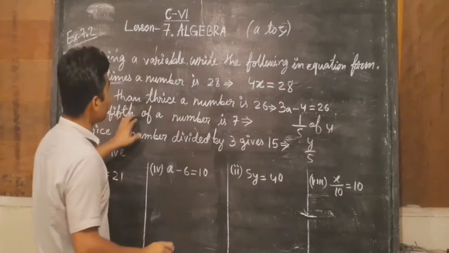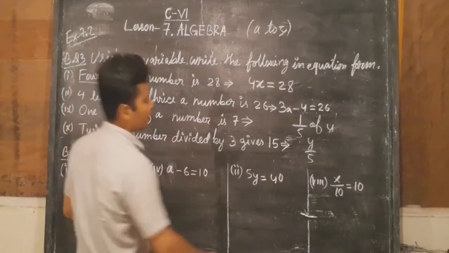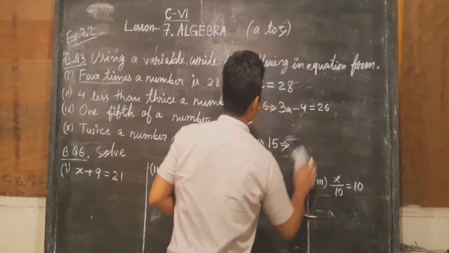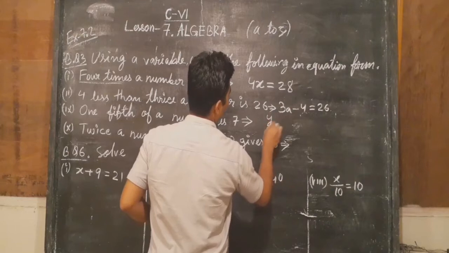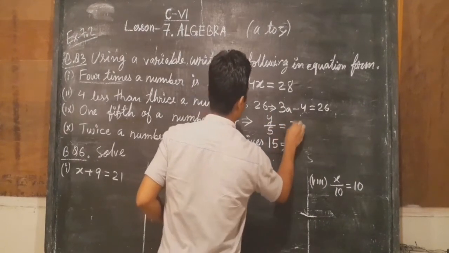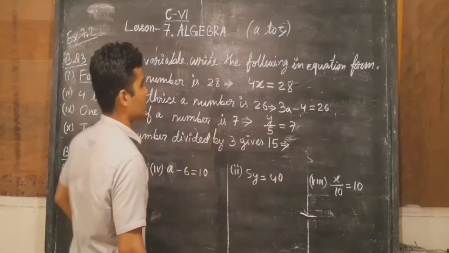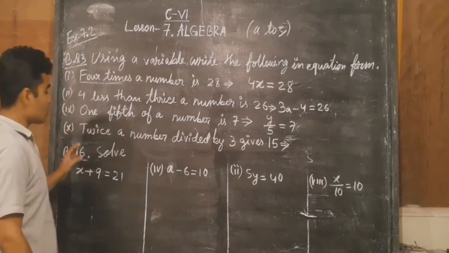What I have to do? 1/5 of a number is 7. So we have 1/5 of the number, y by 5, is equal to 7. So this is our answer. Now let us move to the next question.